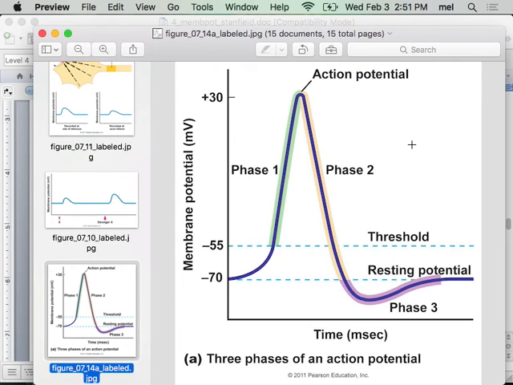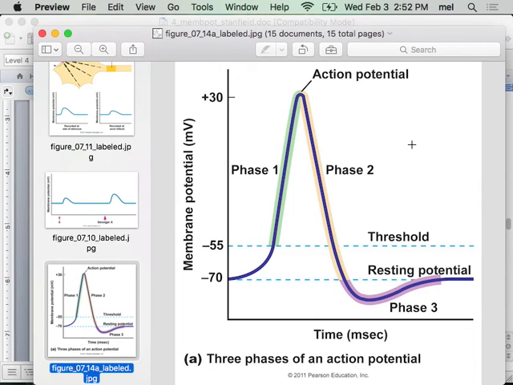And so we did this to send a signal all the way to the end. But conceptually, does it make sense to you that I can't send another signal until I, for instance, fix how the polarized nature is and stick it back to minus 70 so that it can get to minus 55 again, and put sodium back in the right place so that sodium would move where I wanted it to?